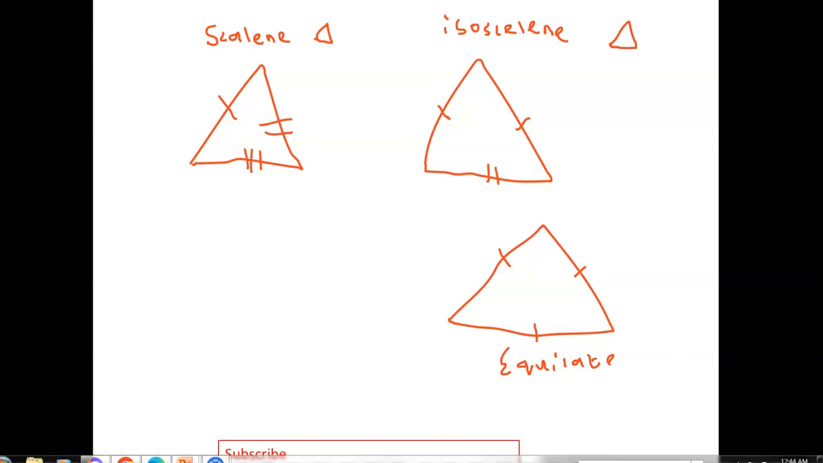meaning also all the angles inside there must be equal to each other. So if here we have 60, then that must also be 60, and that must be 60, because all angles in this one must be equal to each other.